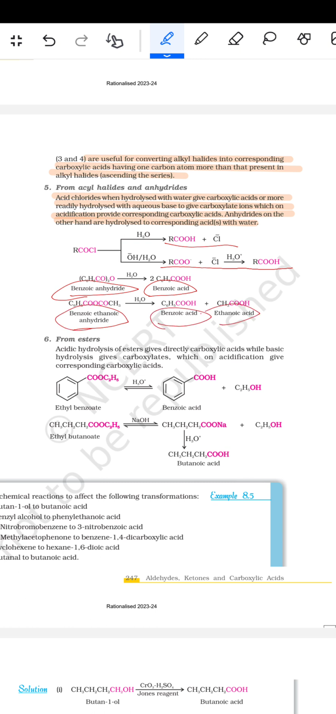Then comes from the ester: acidic hydrolysis of the ester gives directly carboxylic acid, while the basic hydrolysis gives the carboxylate, which on acidification gives the corresponding carboxylic acid.